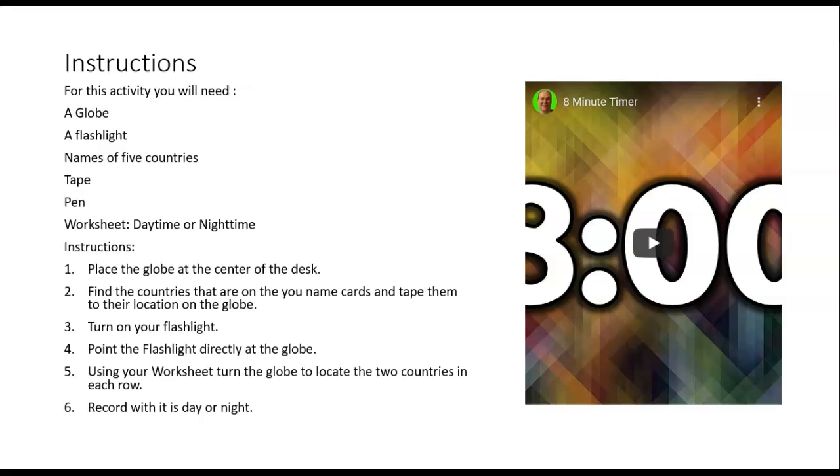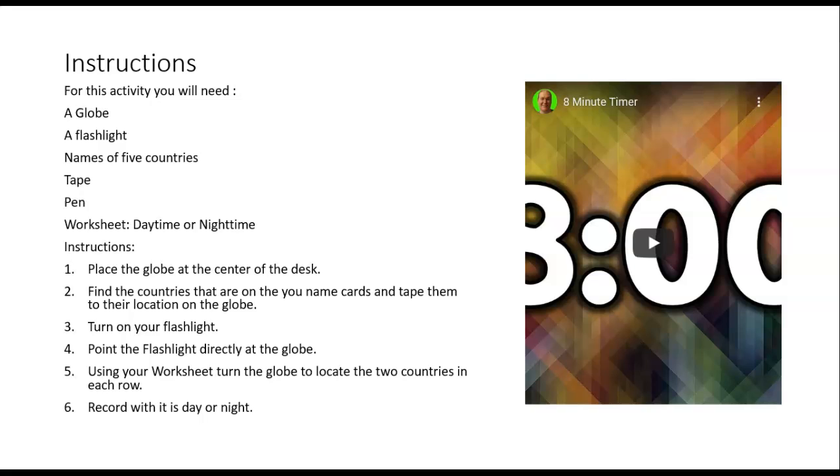Now in this explore phase, the students will be given 8 minutes to complete this activity. So they will have a globe, a flashlight, the names of 5 countries, tape, and a pen. And a worksheet that says daytime or nighttime. So the students would have to place the globe in the center of the desk that they're sitting at, and then they would use the names of the countries and find them on the globe. Once they find the name of the country, then they would tape the name of the country at the very location where the country is.